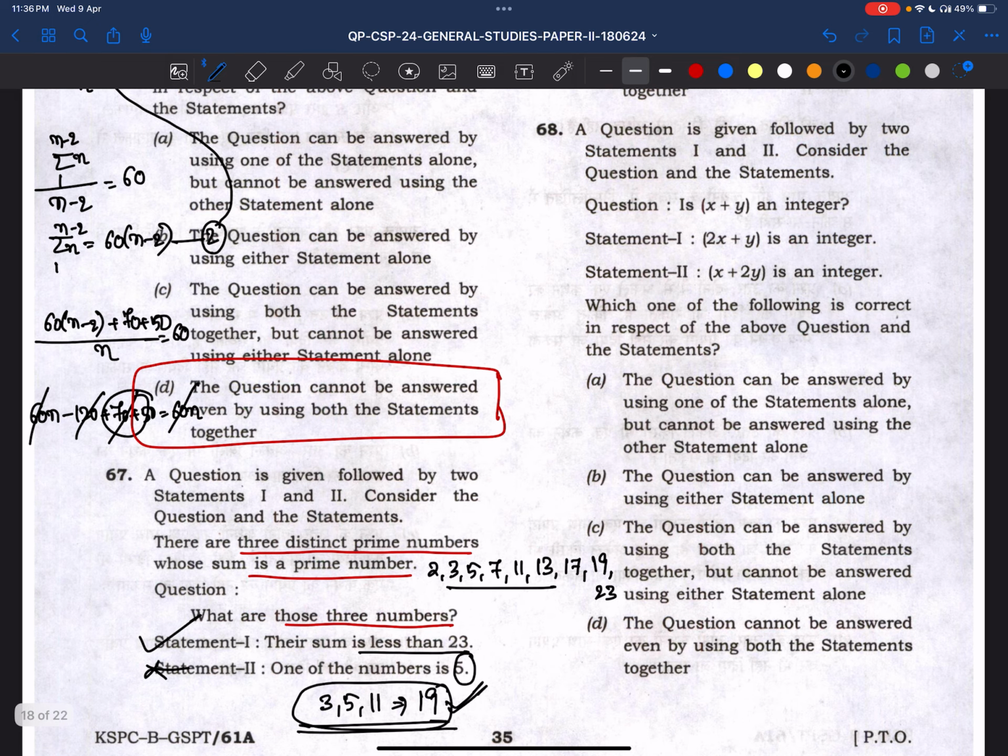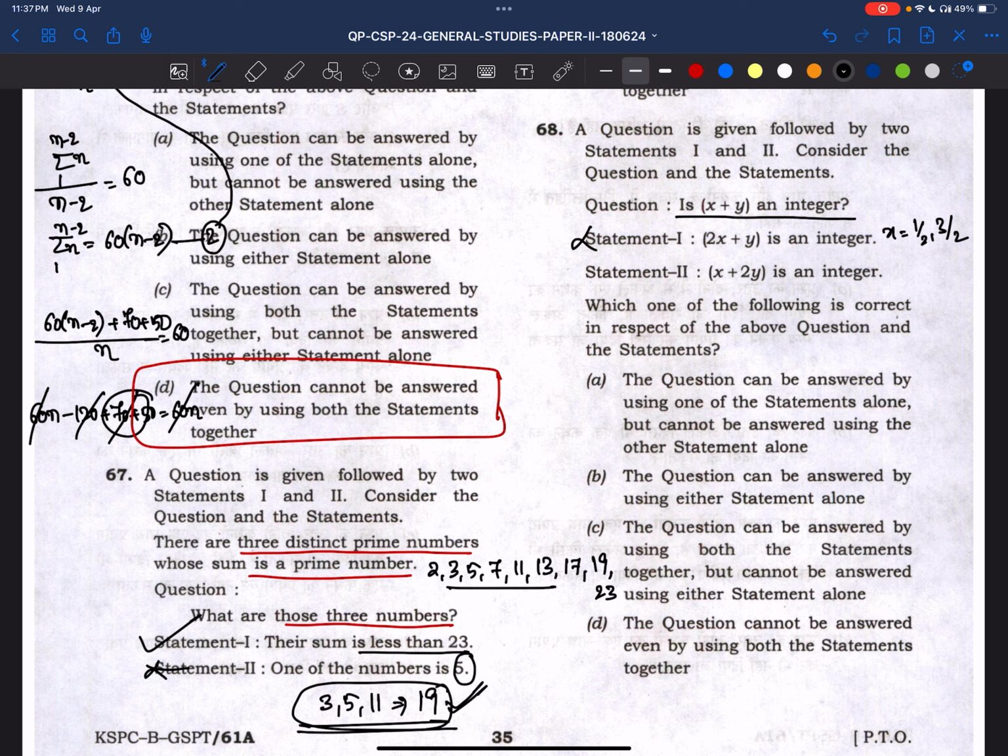Question is given followed by two statements. Is x plus y an integer? Statement 1: 2x plus y is an integer. X can take either 1/2 or 3/2. So if 2x plus y is an integer, x need not be an integer. So we can't use statement number 1.